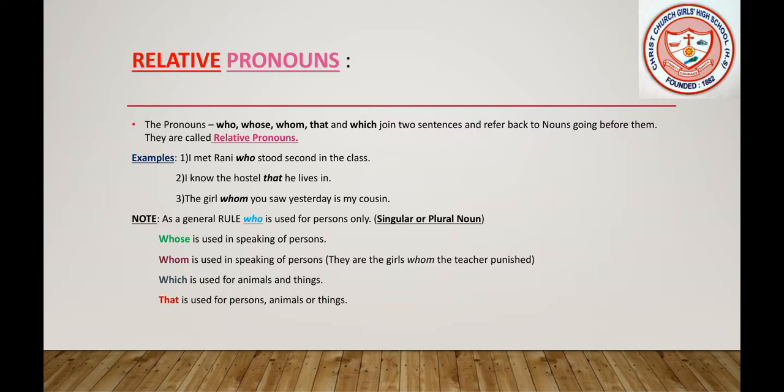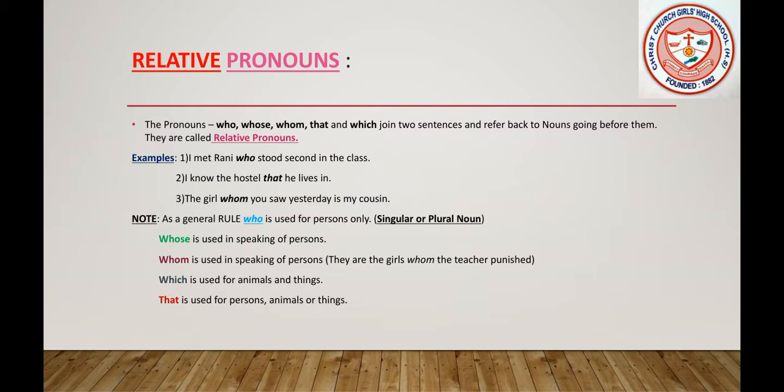The next category that we have is relative pronouns. This also we have studied earlier, so let's revise once again. The pronouns who, whose, whom, that and which join two sentences and refer back to nouns going before them. They are called relative pronouns. Let's have a look at the examples to get the concept clear. 1. I met Ronnie who stood second in the class. So in this sentence, who is the relative pronoun and who refers to Ronnie. Okay.